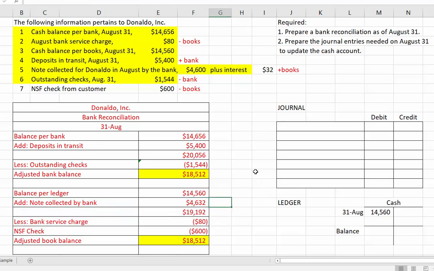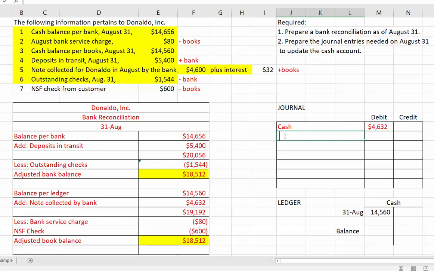Okay? We don't have to adjust for what the bank did. The bank is not going to make any adjustments. Eventually those things are going to come through the bank. But we have to adjust for the things that we didn't know about that we found out as a result of our bank statement. So let's start with the things that were increasing cash, and that's the note collected by the bank. So we're going to debit cash, and we're going to debit cash for the $4,632. Okay, because that's how much we increased our cash.